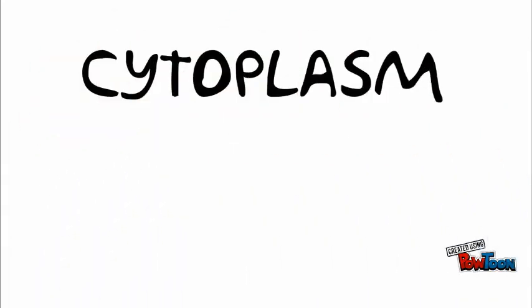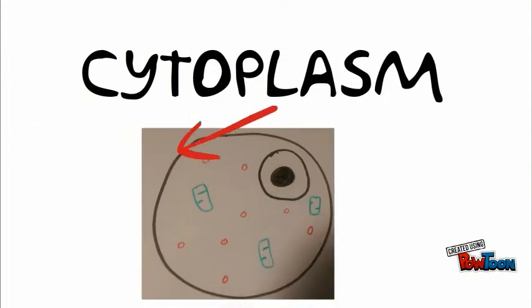Also, there's the cytoplasm. This is the fluid that fills a cell. It contains many things including salts, sugars, amino acids and enzymes. Nearly all the chemical processes take place here.